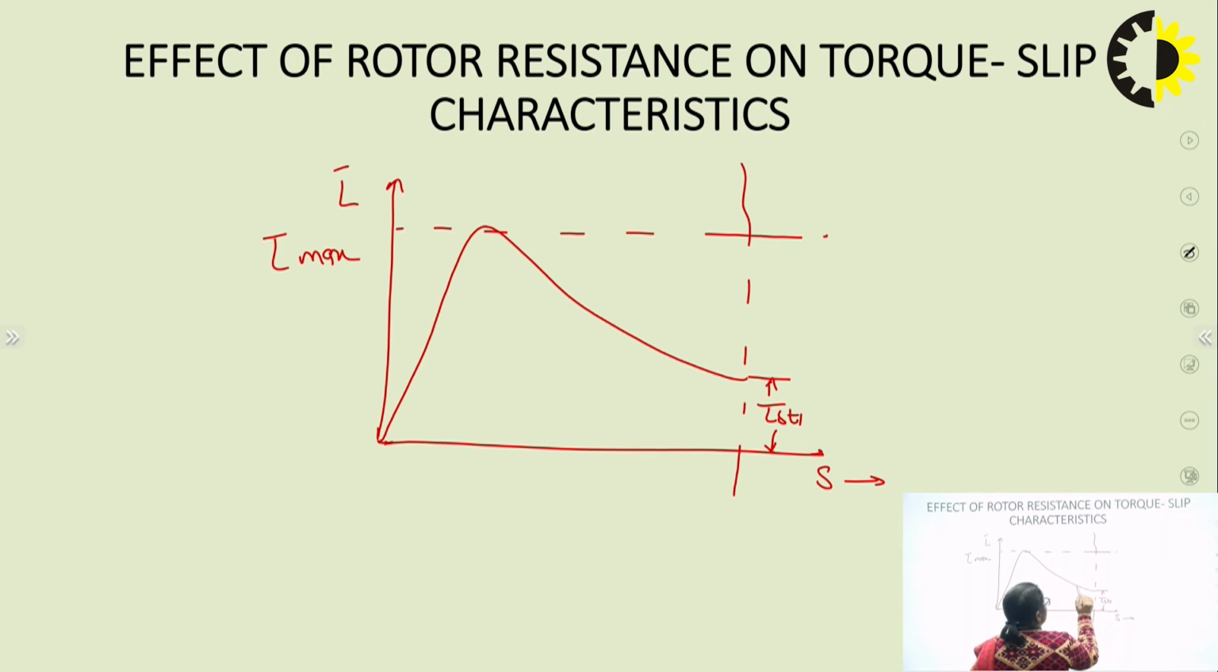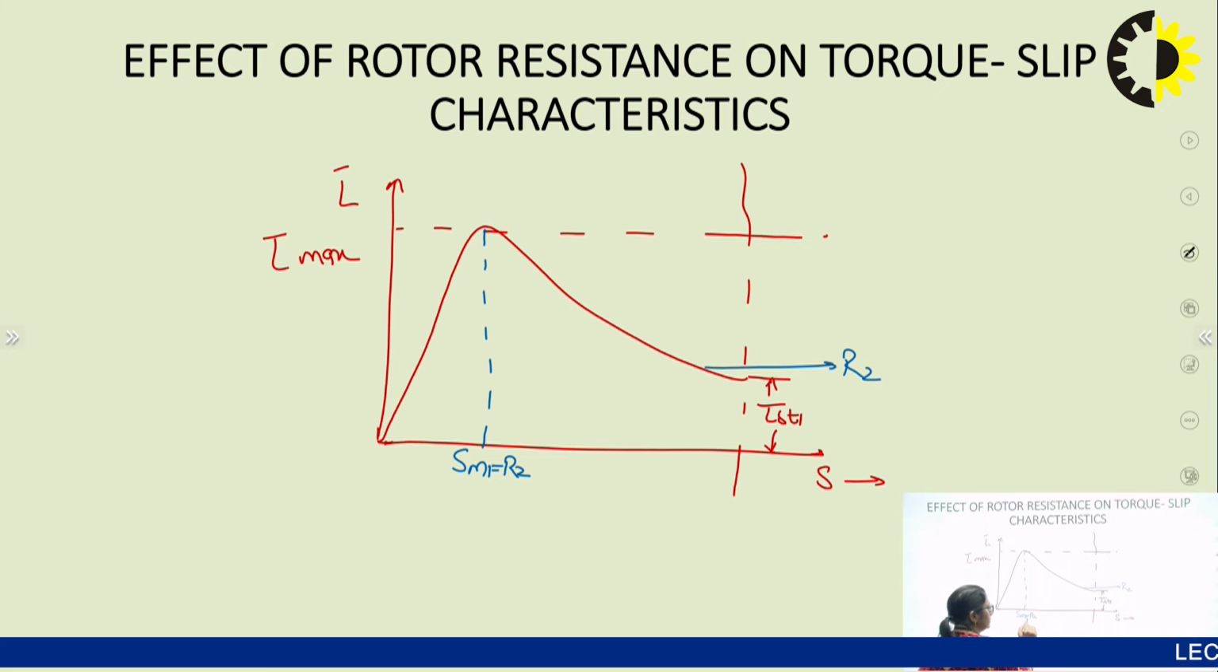Say the rotor resistance is R2, right? That means there is no change in the rotor resistance. It is the inbuilt rotor resistance, right? So this is the maximum torque. Obviously, I know what is this point. This is SM1. What is SM1? The slip corresponding to the maximum torque when the rotor resistance is just R2, the first state what we are considering. That's why I'm using the suffix SM1, which is given by rotor resistance by rotor reactance, R2 by X2.